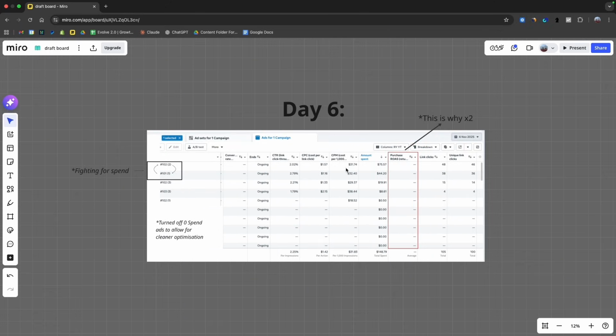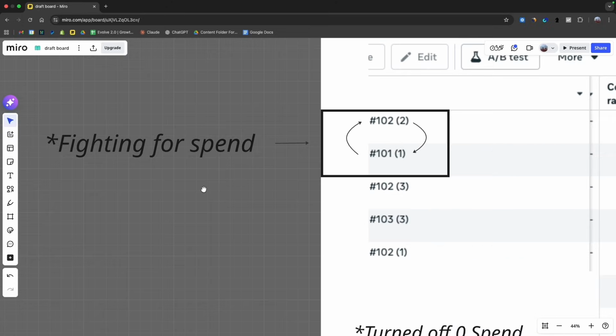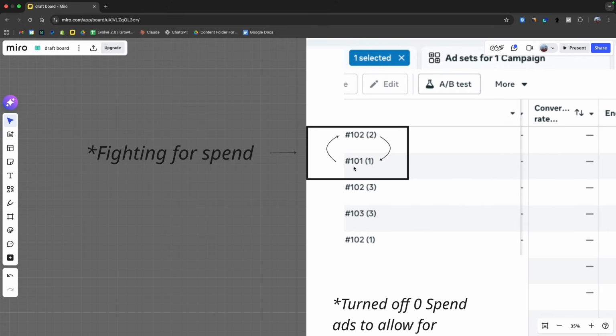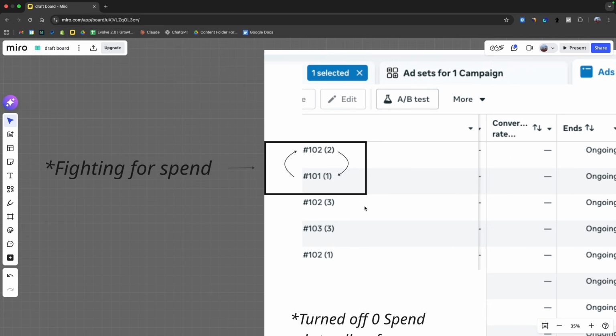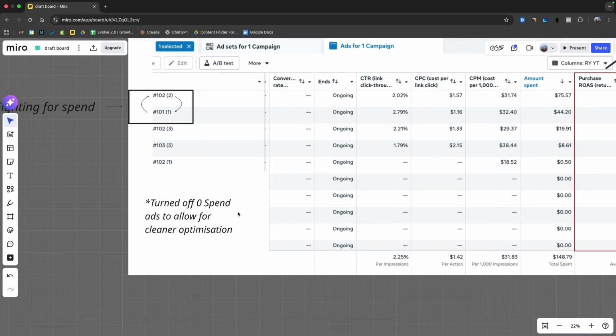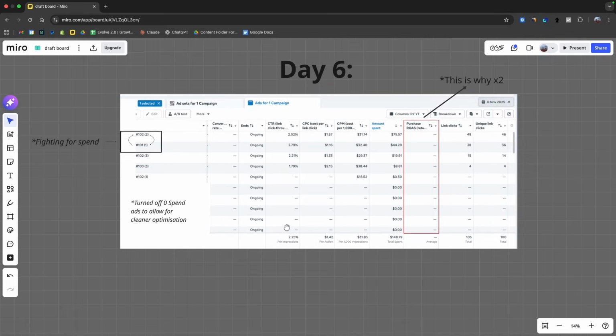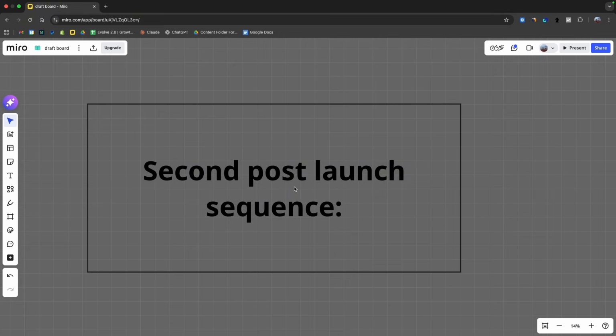So you can see here, if we move to day 6 now, again, 0 ROAS, but I'm really not too bothered on that. Another important thing to realize is these two ads here are fighting for spend, which is usually a pretty good sign, shows that Facebook's adjusting correctly. Another thing I did here was turn off the ads with 0 spend to allow for cleaner optimization in the newest ads that we launch, because on day 7, we are going through our second post-launch sequence.